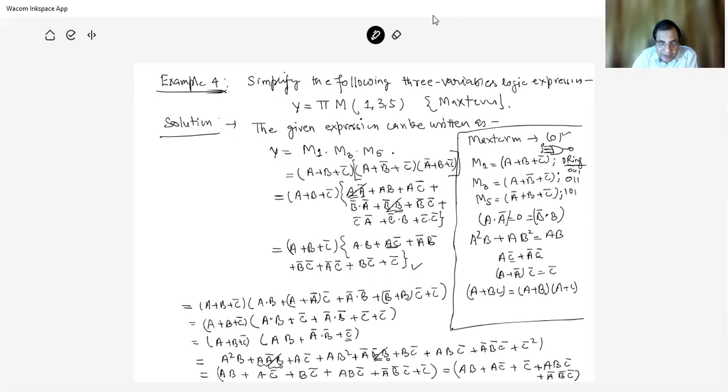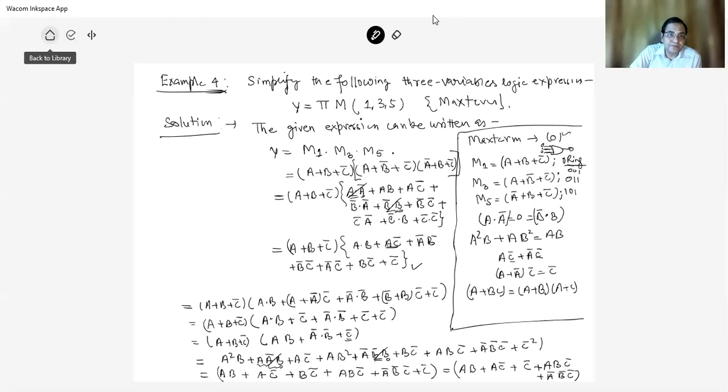So this AB square and B square is the common, and this is the one. Here it is the BC bar. Here it is ABC bar, and A bar B bar C bar. Here it is C square. So on simplifying, you see AB plus AC bar plus C bar, ABC bar, and A bar BC. This one is the expression.